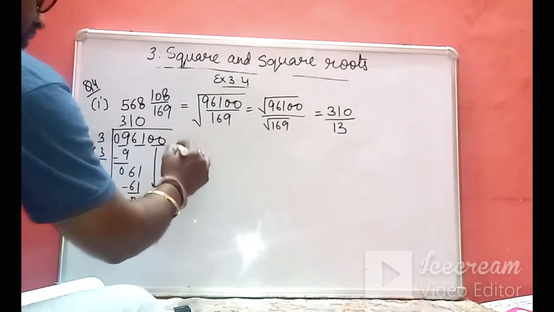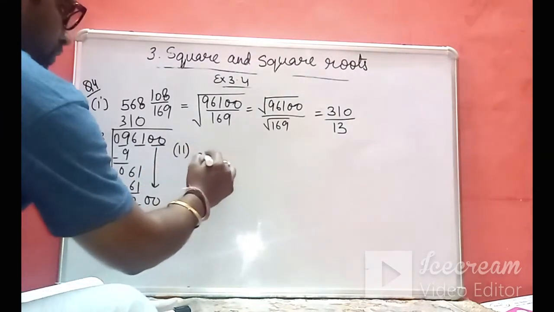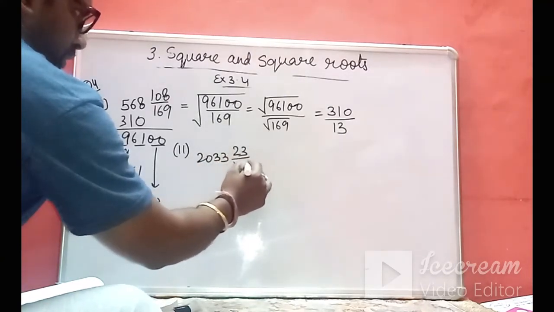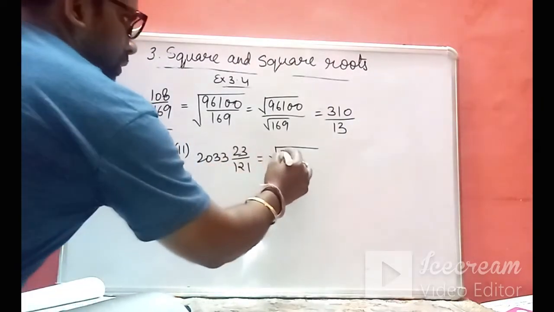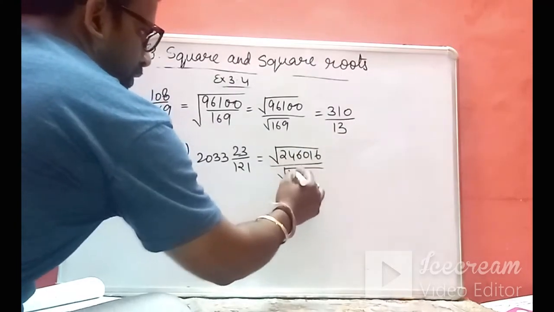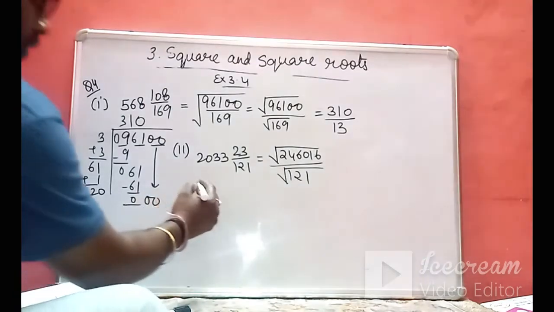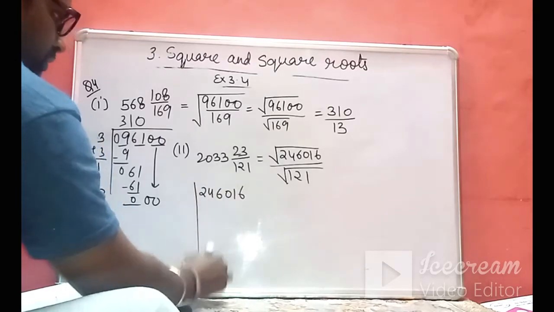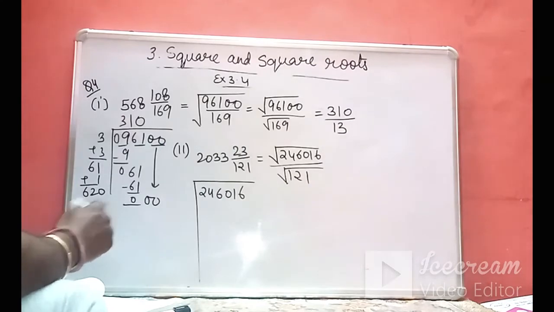Then let's take one more question. 2033 23 upon 121. So it is 246016 upon square root of 121. So now again we will calculate its square root using the long division. Okay, whenever you have the bigger numbers, don't go for the prime factorization, always use the long division method.